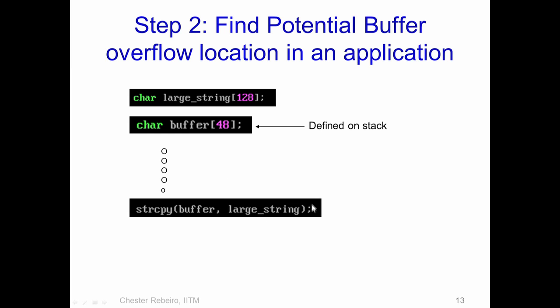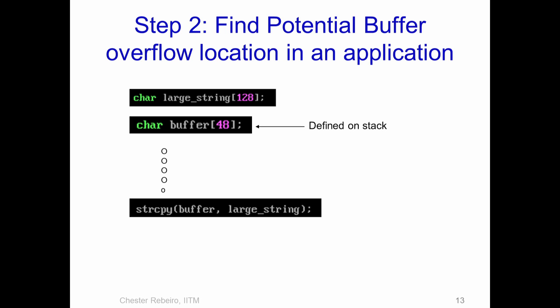So, as we know, the way this particular function strcpy works is that the large string gets copied to buffer, and this copying will continue byte by byte until there is a \0 which is found in large string, in which case the strcpy will complete executing and will return. So, let us assume that the attacker has found such a case where we have the buffer, a large string and a string copy, and the buffer is a small array defined onto the stack.